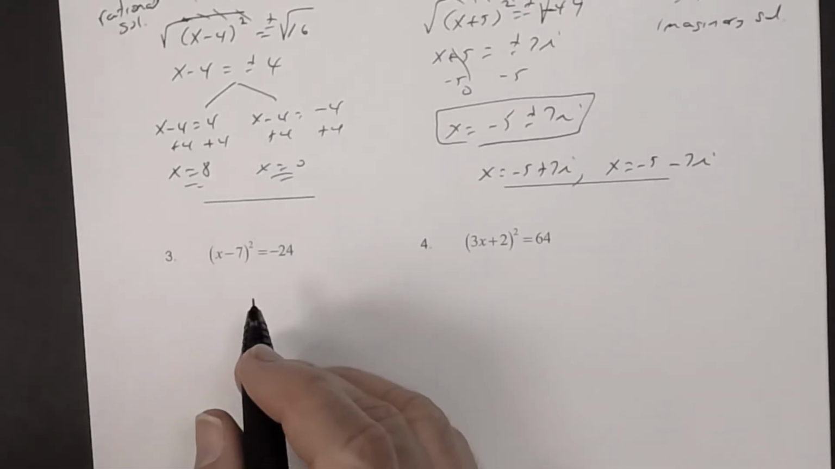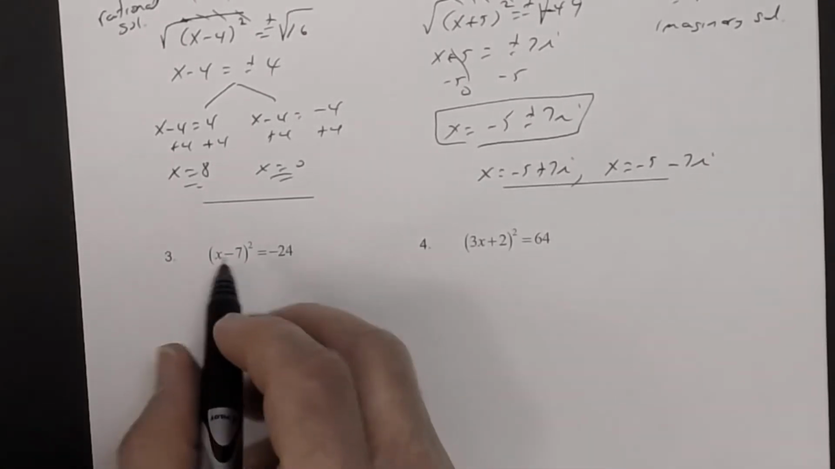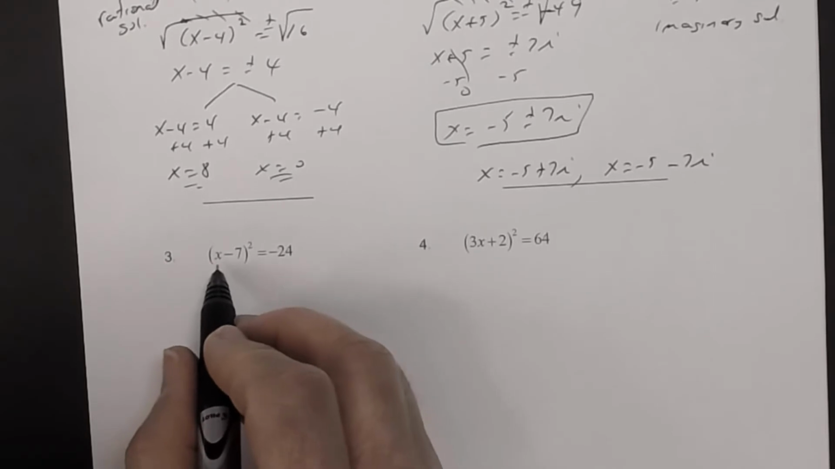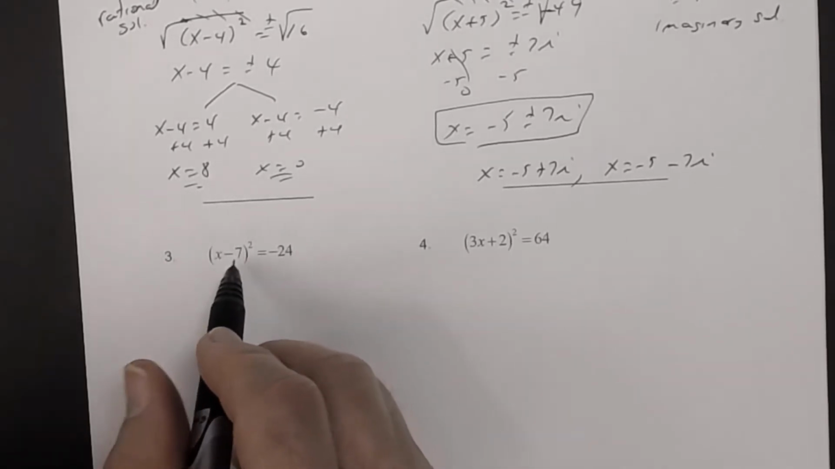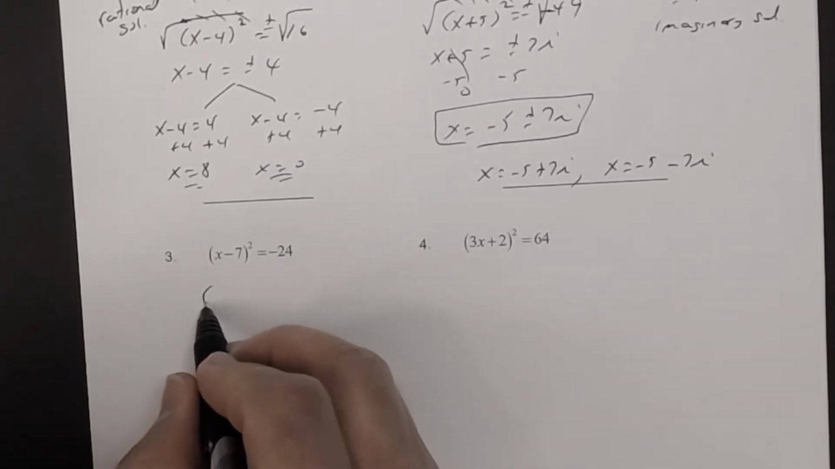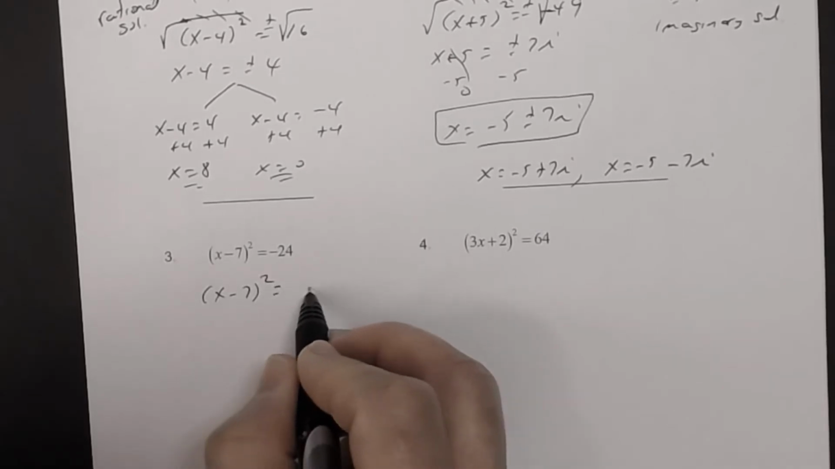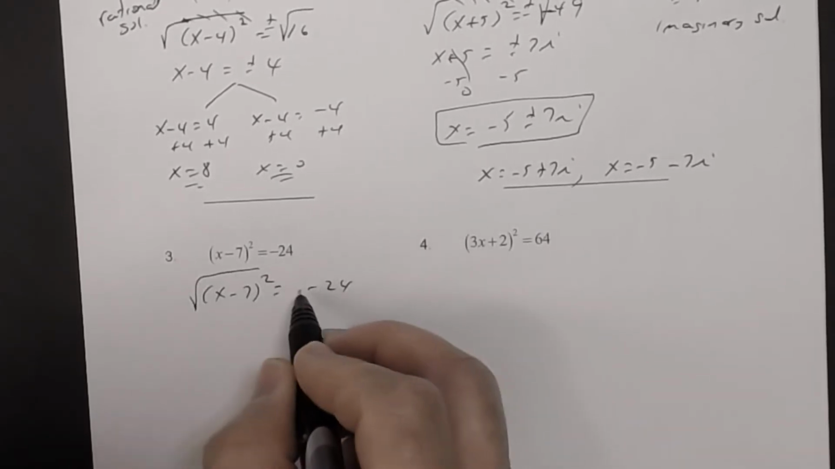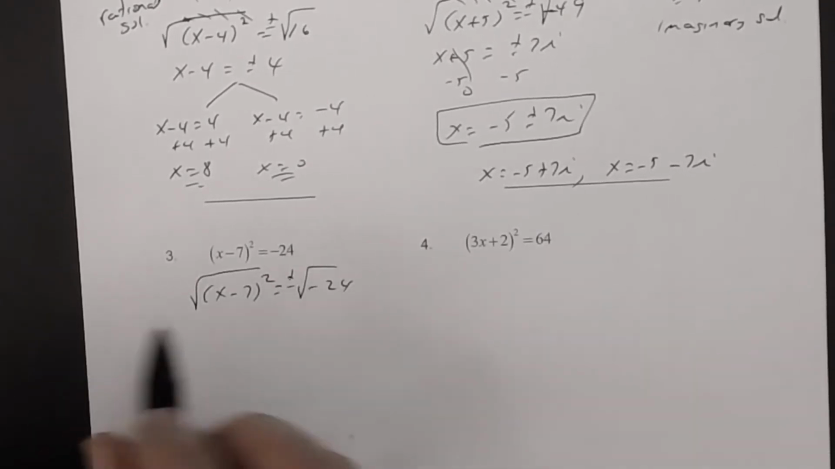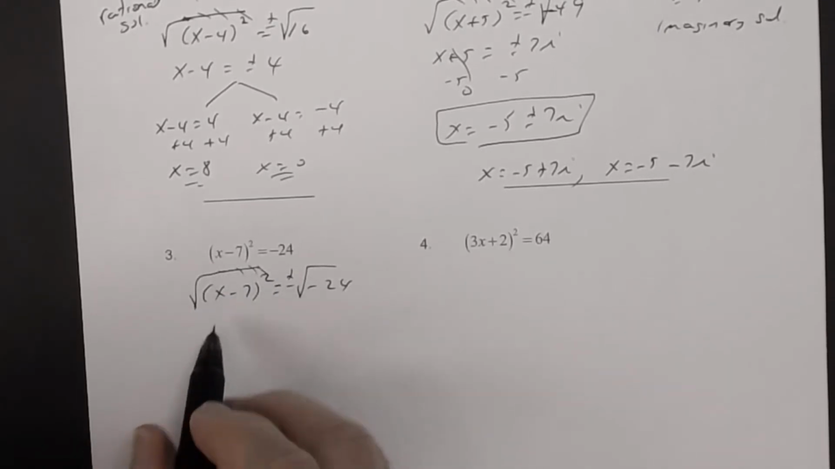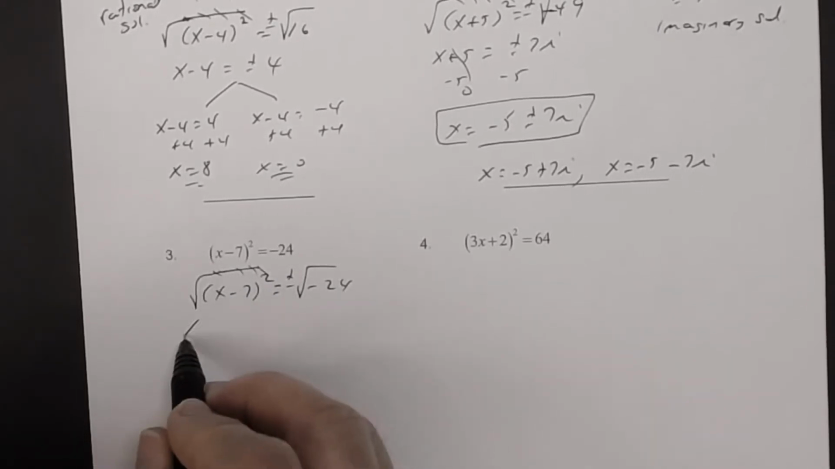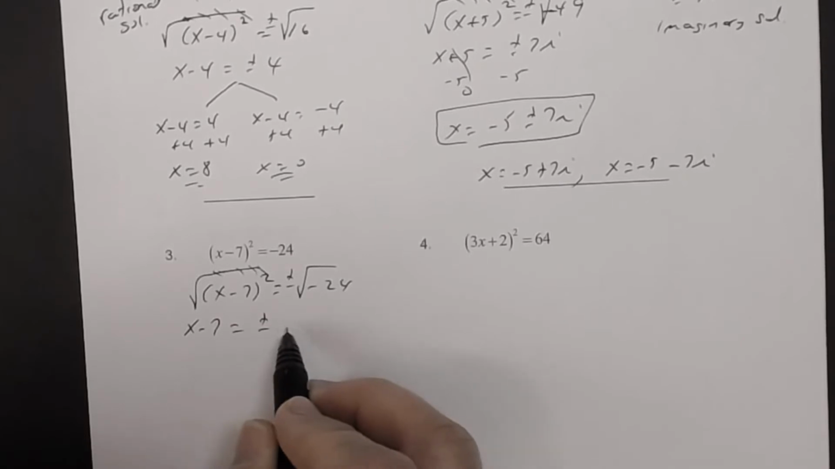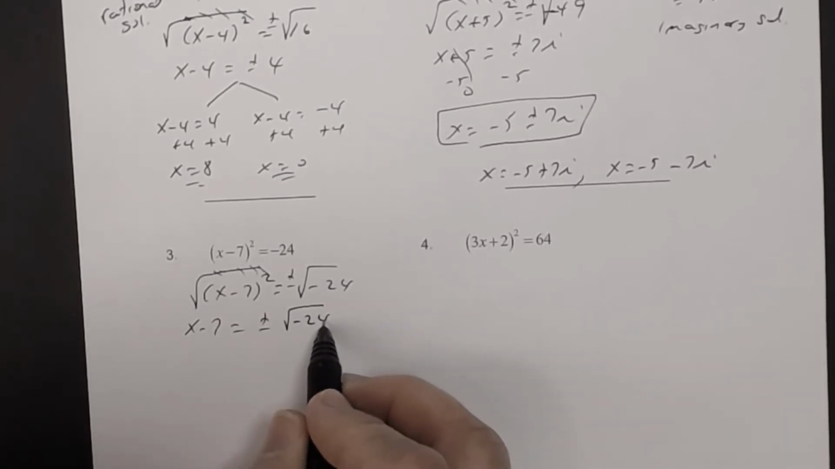Okay, number 3. Again we notice I have an expression squared equal to a number, so I can go directly to taking the square root of both sides. I'm going to take the square root of both sides just like this. Don't forget plus or minus. The square and the square root undo each other, so you get x minus 7 equals plus or minus the square root of negative 24.